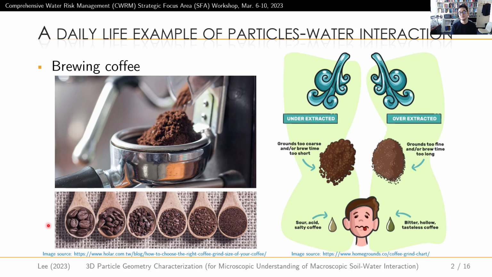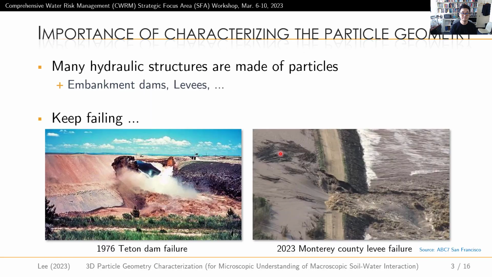as it passes through. For example, if the grounds are too coarse, the permeability becomes higher, and then that makes the brew time too short. That results in sour flavor or something like that. Likewise, in hydraulic engineering, it is very important to characterize the particle geometry because that determines how the soil or particle interacts with the water.